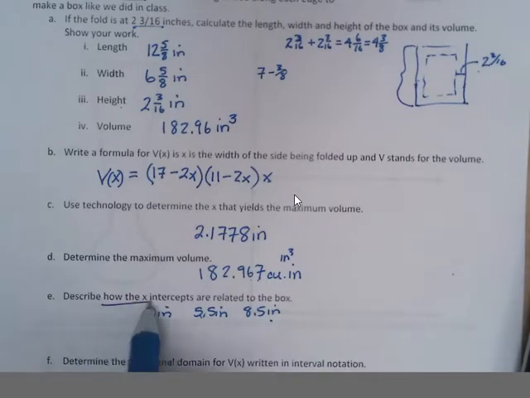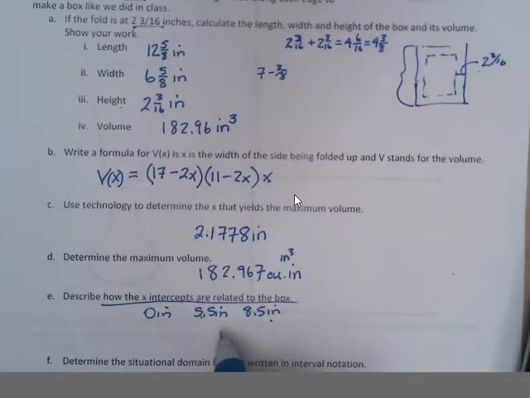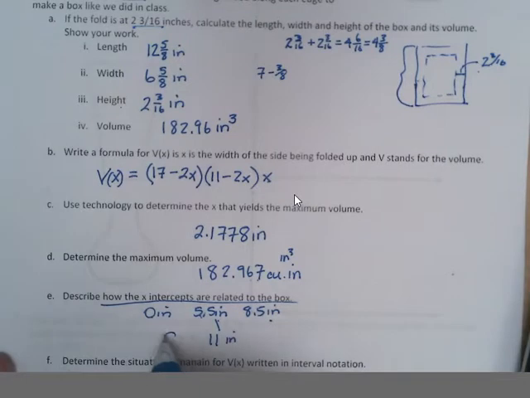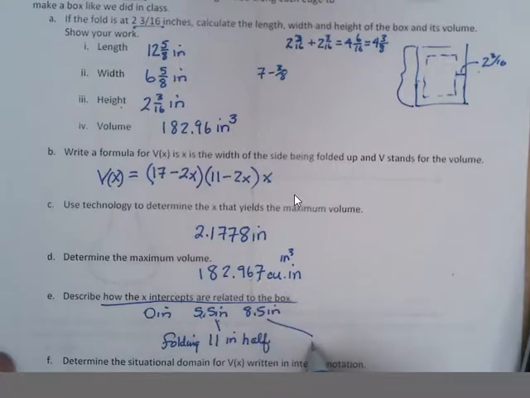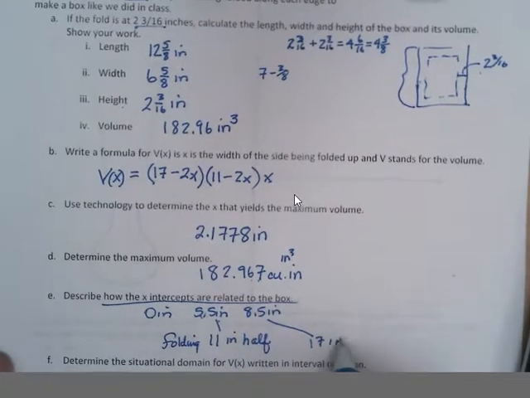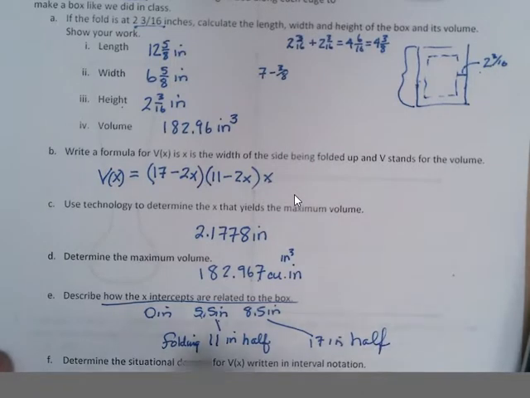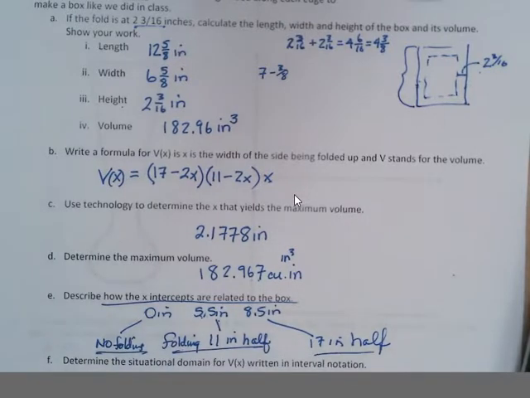So the x-intercepts are talking about folding it in ways that we don't want to do. Folding 11 in half, 17 in half, and no folding at all. Not practical to do any of those.